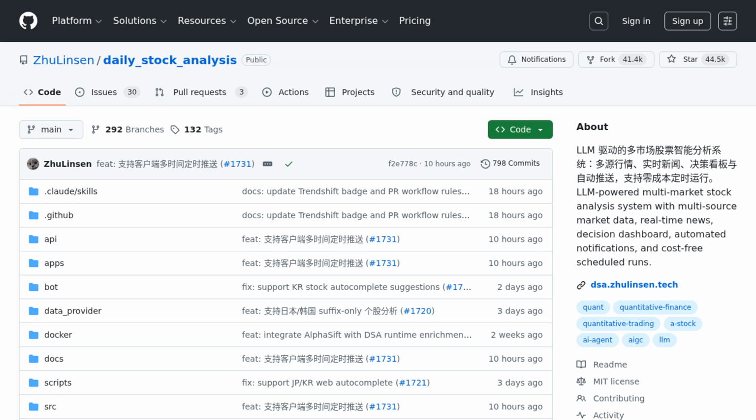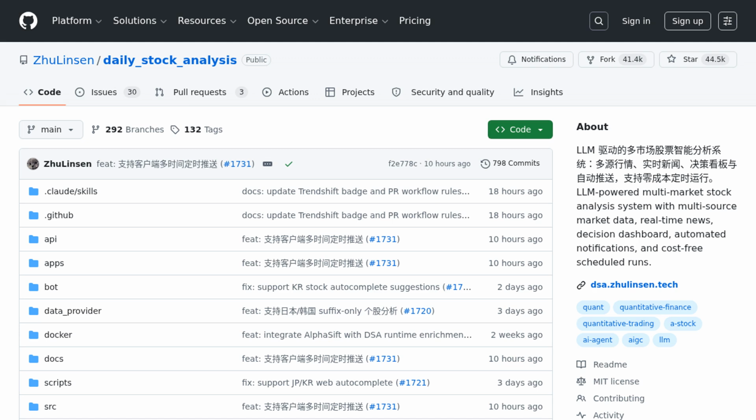Imagine if your daily stock research, all those hours sifting through data and news, could be completely automated. There's a project that does exactly that. It uses large language models to deliver a sophisticated financial analysis report right to you, and it's free. The project is called Daily Stock Analysis from developer ZhuLinsen. It's an LLM-powered system designed to automate stock analysis across multiple markets, from the US to China and Japan.